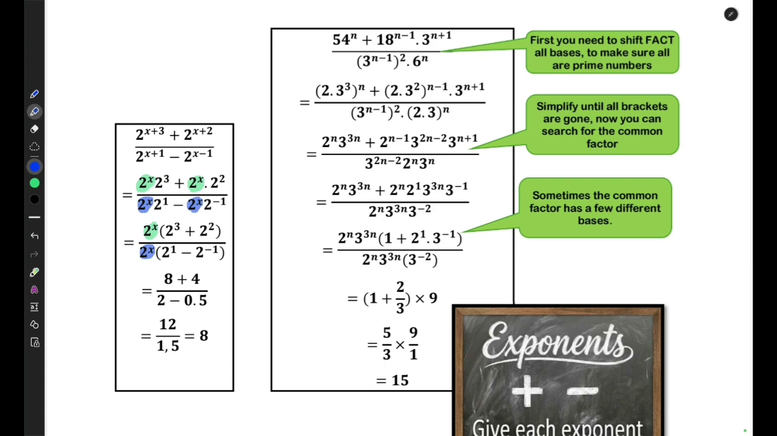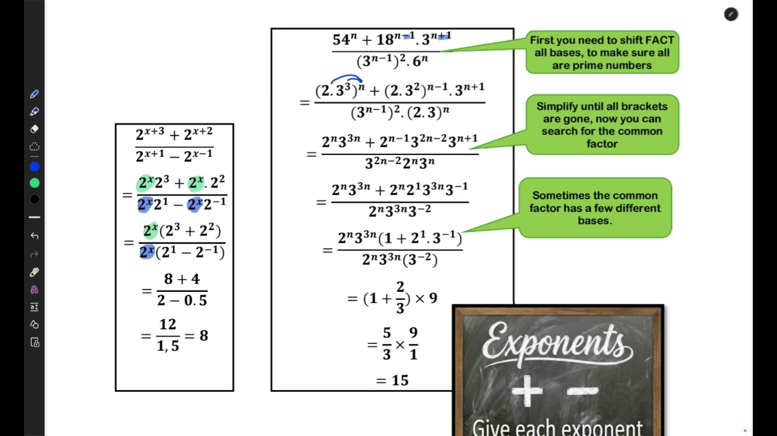Now, let's look at this monster of a sum. It looks massive, but we're just following the same steps. I'm going to give this minus 1 and plus 1 its own base. But first, I need to prime factorise. I need to make all the bases into prime numbers. So the 18, the 54, and the 6, I need to prime factorise. That's what happened in step 2 there. Then I needed to simplify, so I needed to multiply the outside exponent with each base on the inside. That's what makes the sum look massive.